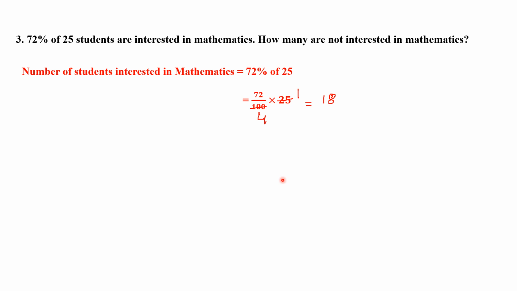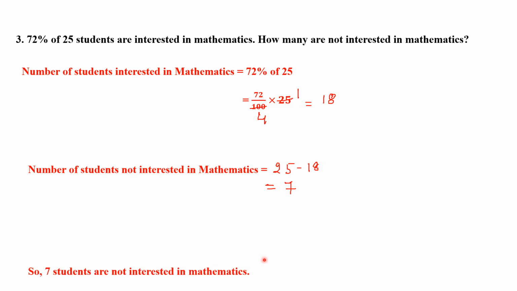mathematics. So how many are not interested? How to find it? Just think about it. My total number of students is 25. Out of 25, 18 students are interested. So the number of students who will not be interested in mathematics will be 25 minus 18. When I subtract 18 from 25, I get 7. So 7 students are not interested in mathematics. Okay, so we have to write the end statement also, as it is a word problem.